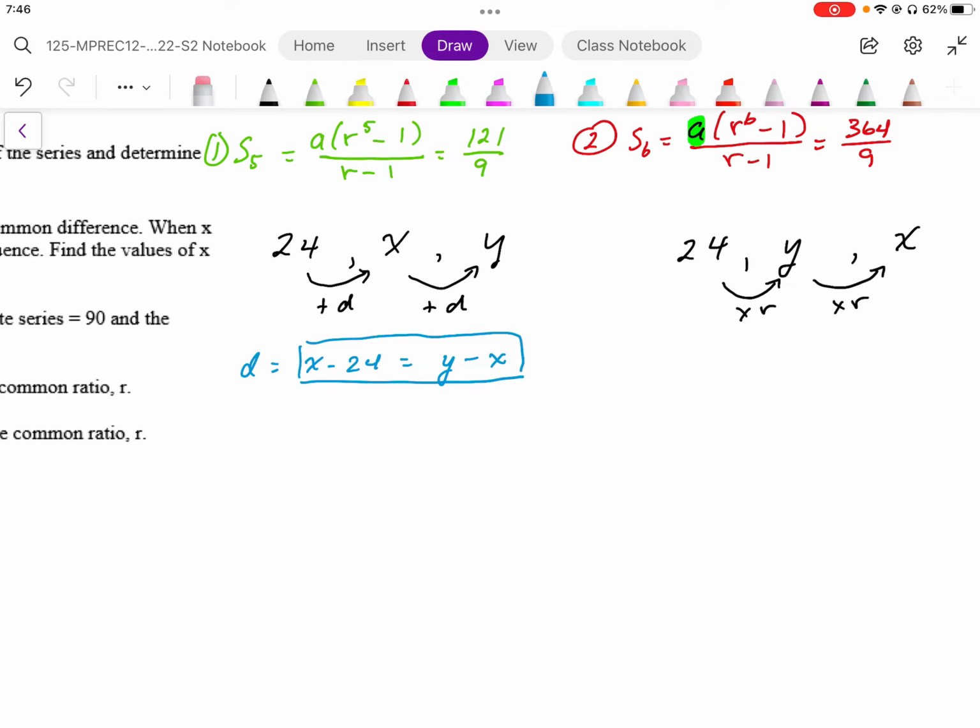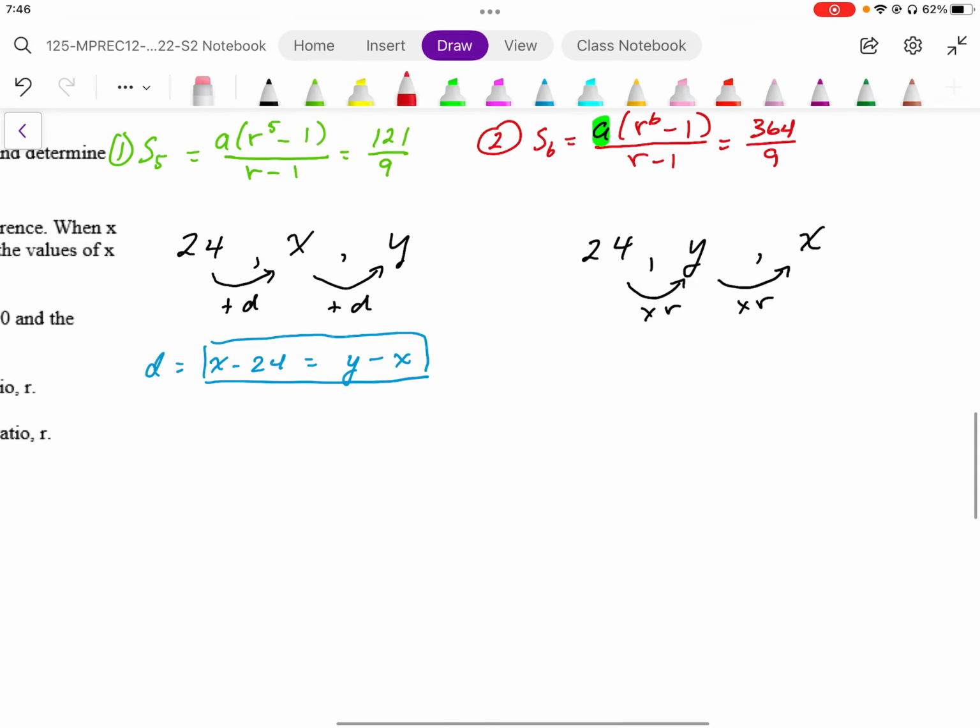And I can do the same thing over on the right-hand side here for r. I'm going to set up an equation for r. r is equal to the ratio of consecutive terms. And so y over 24, but it's also equal to x over y. And so I've set up a second equation, and that second equation has both x and y's in it.